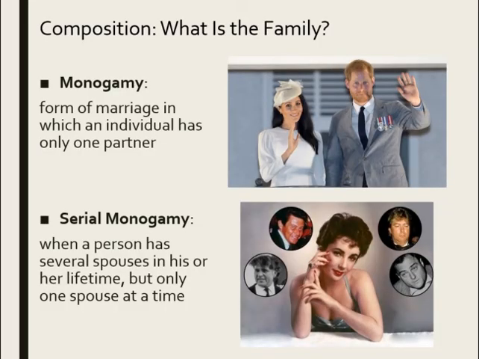Okay, so this is kind of how you make up a family. Usually there need to be two adults who are engaged in a relationship, and these types of relationships can be monogamous. So in monogamy, you have an individual having one partner, and typically they keep this partner. The idea is to keep them for life, but you do have this scenario where you have serial monogamy, and that's when a person has several spouses in their lifetime, but only one at a time. So here you have Liz Taylor. She was actually famously married to 8 different men, all at different times.